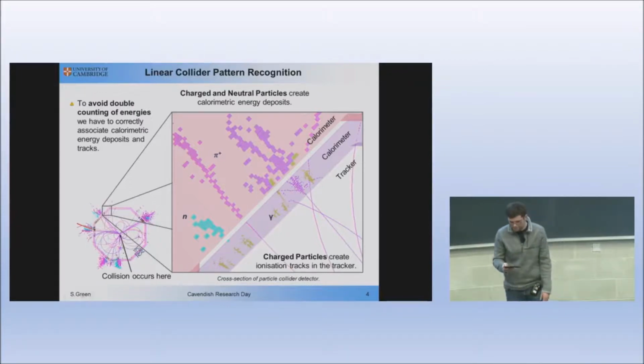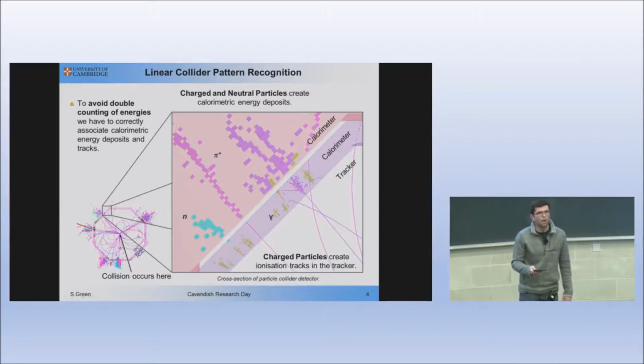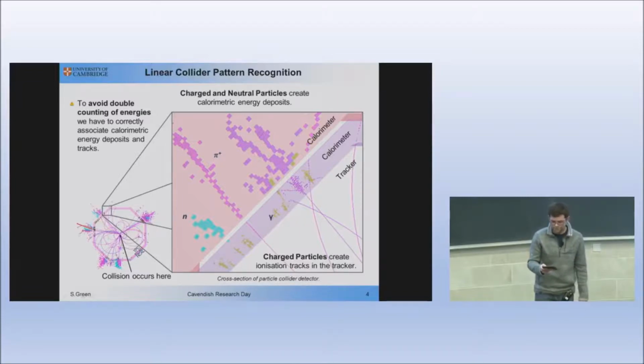Now, broadly speaking, the layout of all particle collider detectors, and the linear collider is no exception to this, consists of two types of components, trackers and calorimeters. Trackers record the paths of charged particles passing through them by measuring ionization currents, while calorimeters measure the energy of both charged and neutral particles.